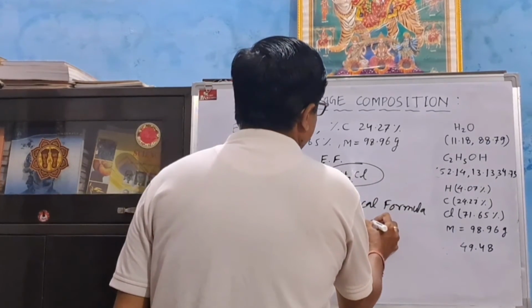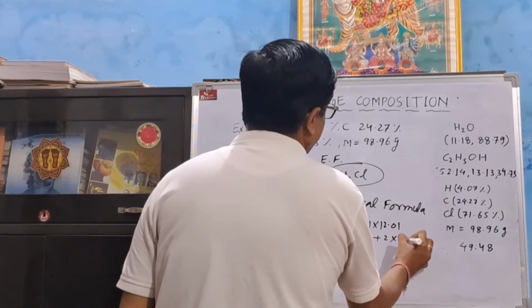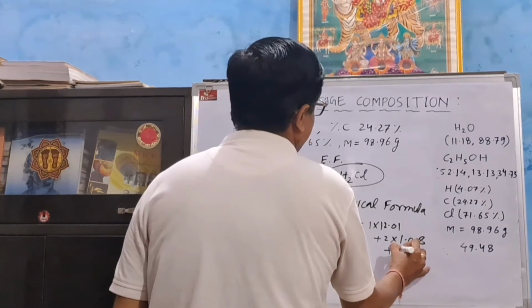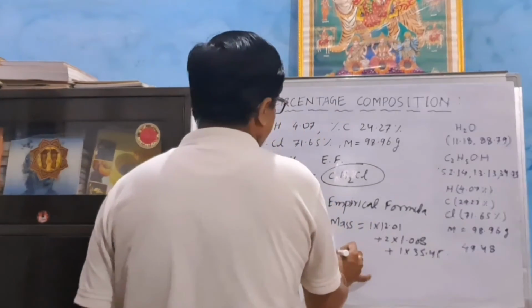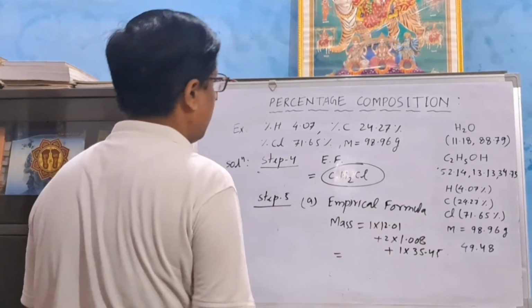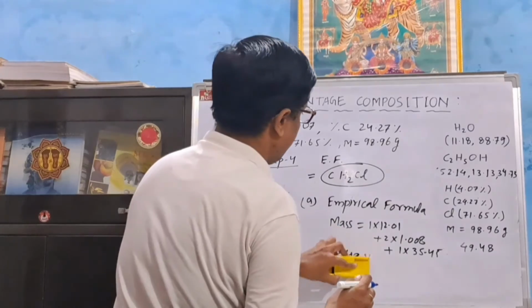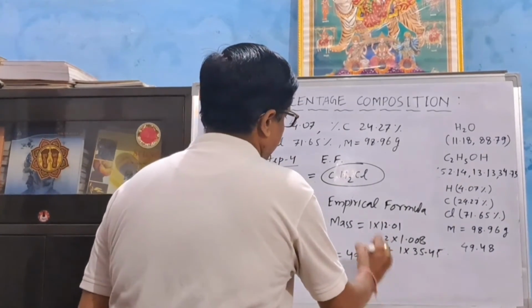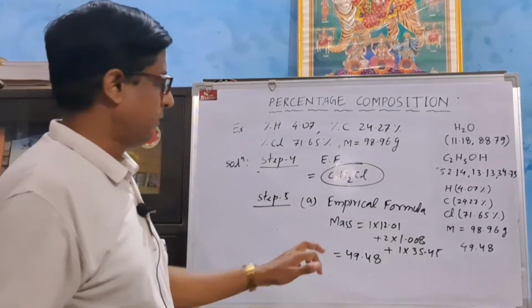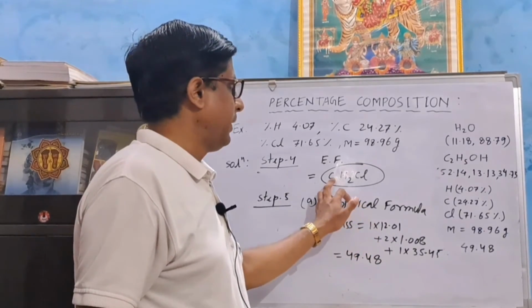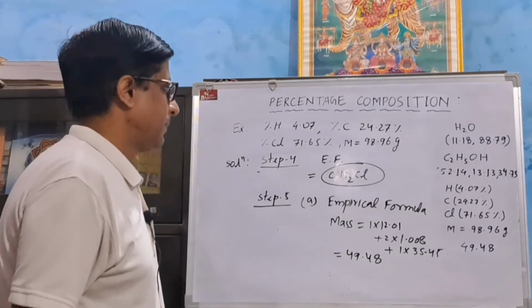One carbon is there, therefore 1 into 12.01 plus 2 into 1.008 plus 1 into 35.45. Therefore, the empirical formula mass comes out to be 49.48. The empirical formula mass of the compound is 49.48. It is obtained by adding the atomic masses of different elements present in the empirical formula.